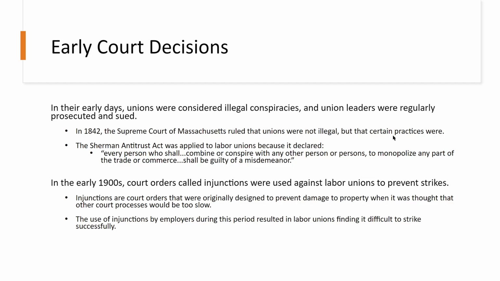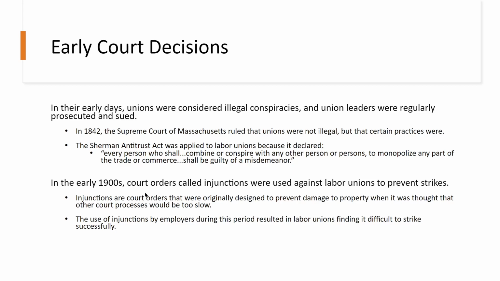they undertook were. And then we have the passage of the Sherman Antitrust Act, which was supposed to break up monopolies, but was instead used against labor unions, because it declared that every person who shall combine or conspire with any other person or persons to monopolize any part of trade or commerce shall be guilty of a misdemeanor. And I mean, the wording of this would have applied to labor unions, but that definitely wasn't the intent of Congress. But it will be clarified in the next antitrust law.